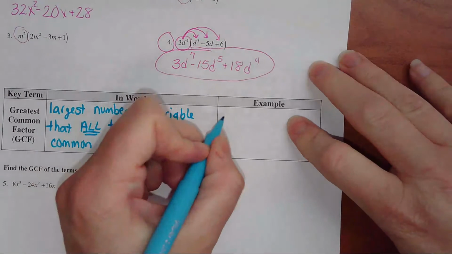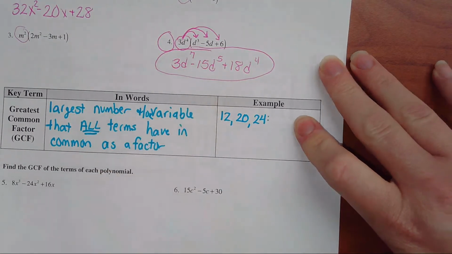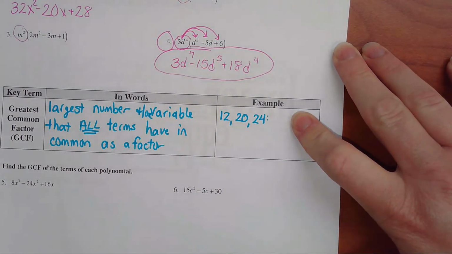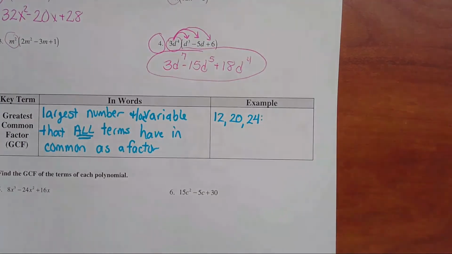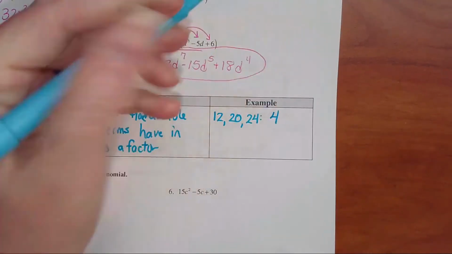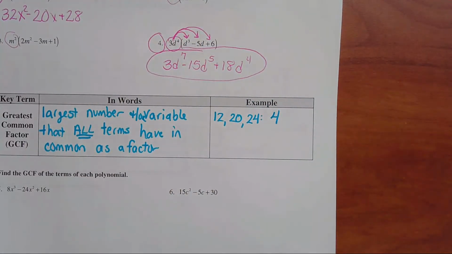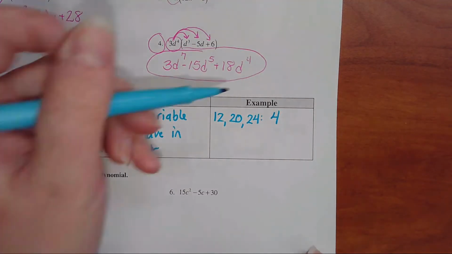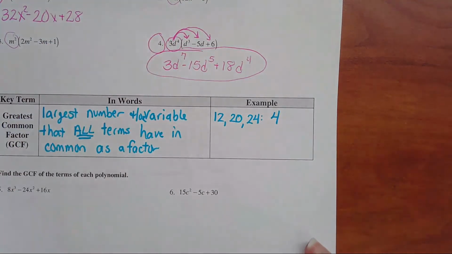So for example, if I gave you the numbers 12, 20, and 24, and I asked you what's the greatest common factor between 12, 20, and 24? What you ask yourself is, what is the largest number that divides evenly into all 3 of those? I'll give you a couple of seconds. What largest number divides evenly into all 3 of those? And the answer would be 4. 4 divides evenly into 12, 4 divides evenly into 20, 4 divides evenly into 24. And it's the largest number that actually does that. 6 divides evenly into 12 and 24, but not 20. So you've got to make sure it goes evenly into all of them.